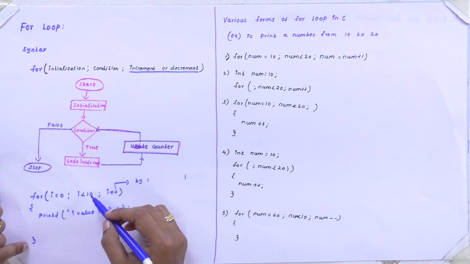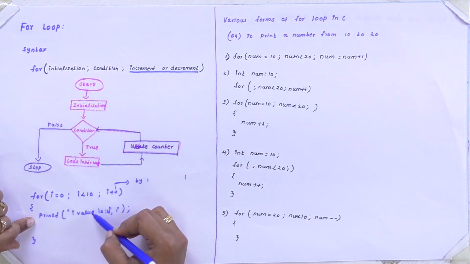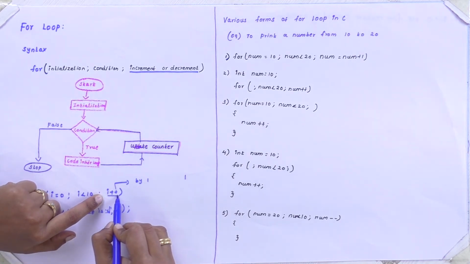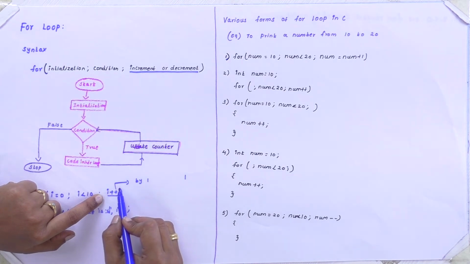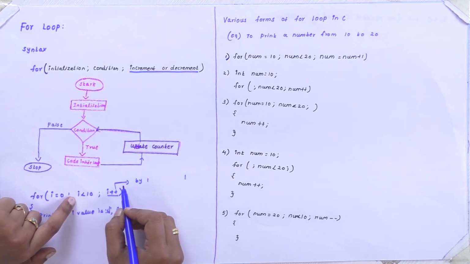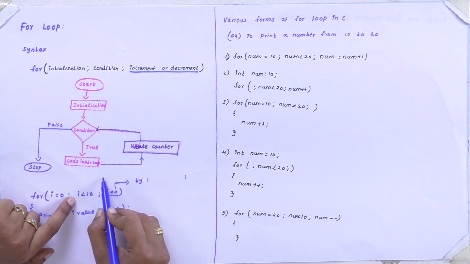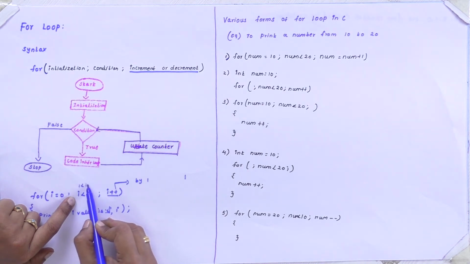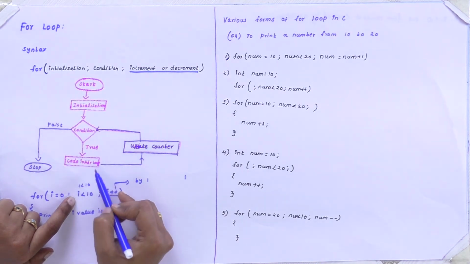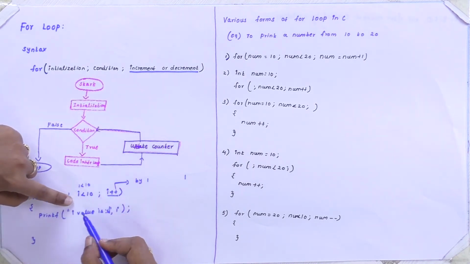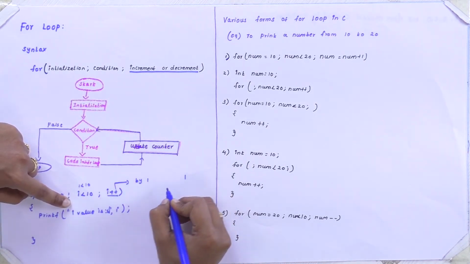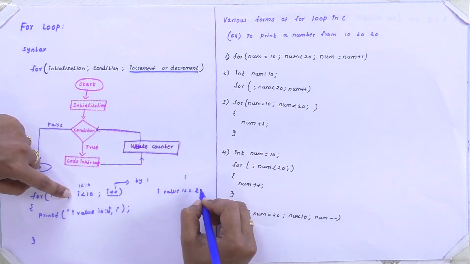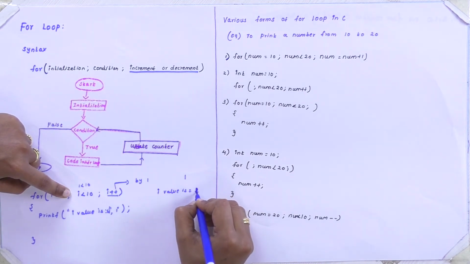After the code inside the loop, it will go to the update counter. In the update counter I am giving an increment, so the i value will be incremented by 1. Now it will become i equal to 1. Again it will come to condition checking. 1 is less than 10, so the condition is true. When the condition is true, it will again come inside the loop and print "i value is 1".